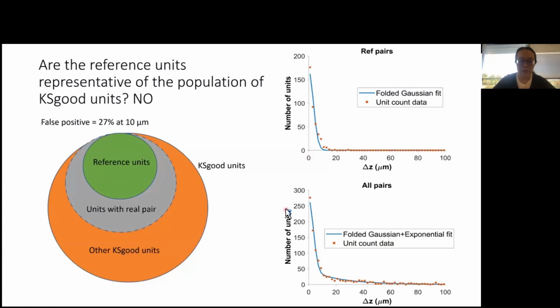We find that we can best fit the reference distribution as a folded Gaussian distribution and the rest of the units as an exponential distribution. So all the Kilosort good units are a combination of the two distributions. Then by fitting the slope of the exponential distribution and the fraction of unmatched units, we can estimate the false positive rate at different thresholds by integration. And that is about 27% at 10 microns.